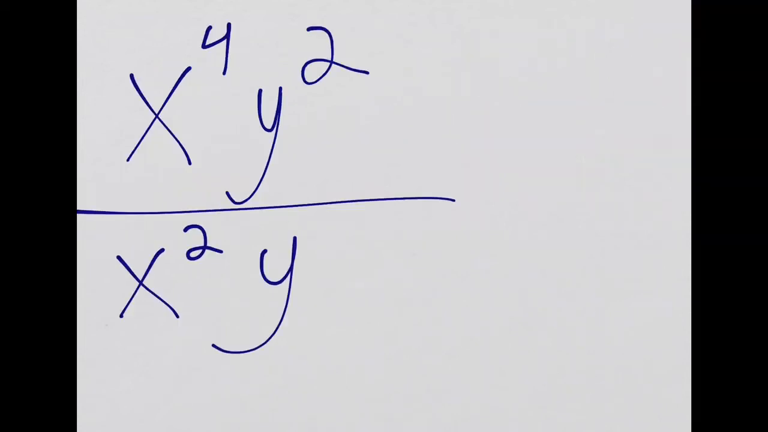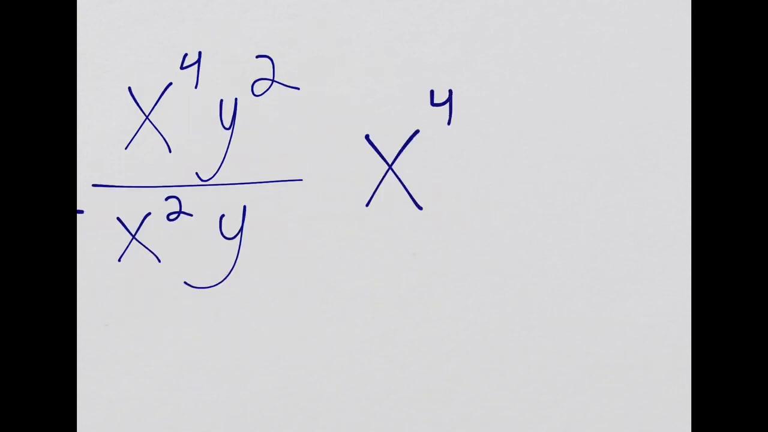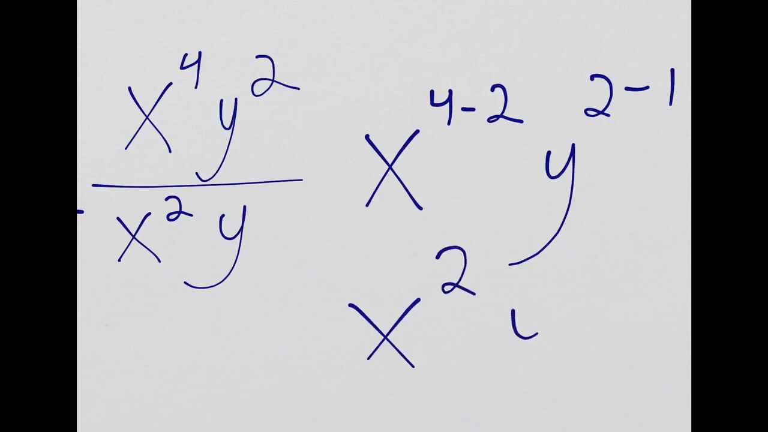So what about when we have a problem like x to the fourth power multiplied by y squared divided by x squared times y? Well, we can actually take each base variable separately. So for example, x and y separately. And for x, this becomes 4 minus 2, since I'm dividing the x's. And for y, this becomes 2 minus 1. So I can simplify this to x squared y.